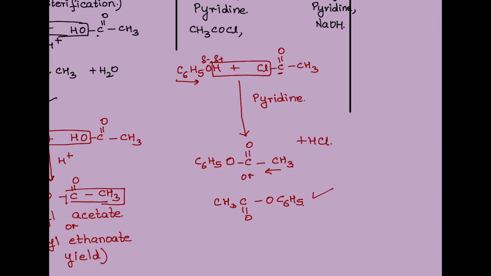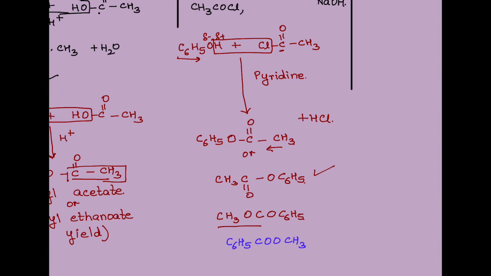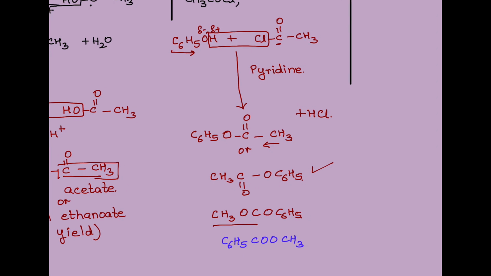But if you write CH3, O, C, O, C6H5, would this be accepted? Yes, even this is correct, right? But see carefully what I have written in blue. If I write it as C6H5, COOCH3, you see this structure? How is it different from the one that I have previously drawn? Let's expand it.